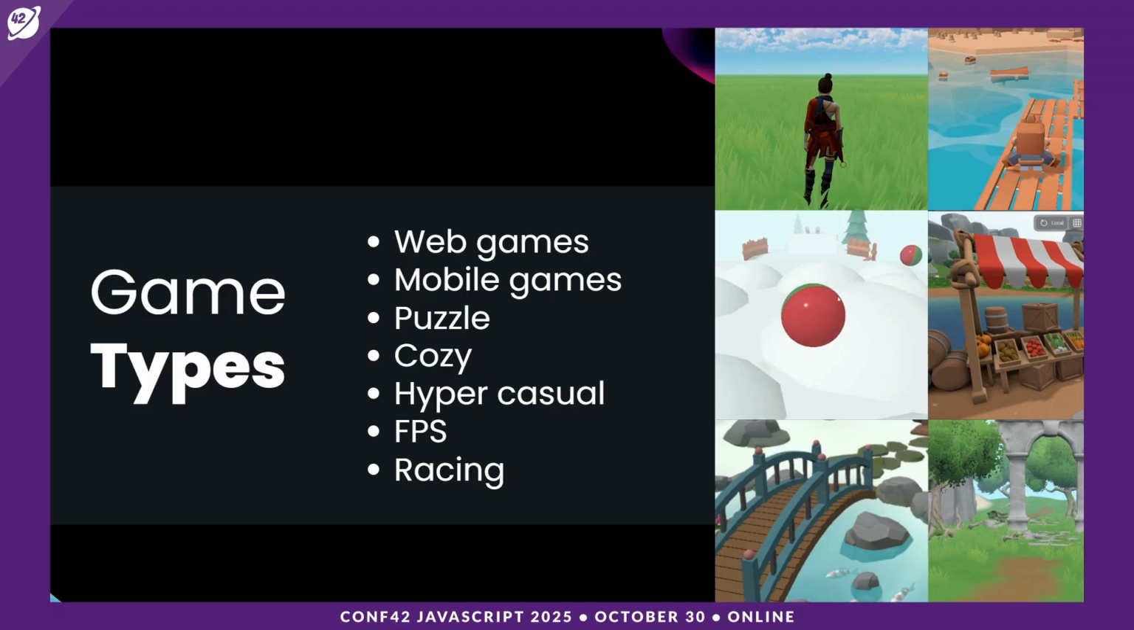When we're talking about games made with web technologies, for example, HTML5, JavaScript, and TypeScript, there are several game types that you will see. For example, it's most suitable for web and mobile games. The game genres are mostly puzzle games, cozy games, hyper casuals, FPS, and racing games. But who knows in the future what other types of games you will be able to make with TypeScript and JavaScript since the technology is getting better.